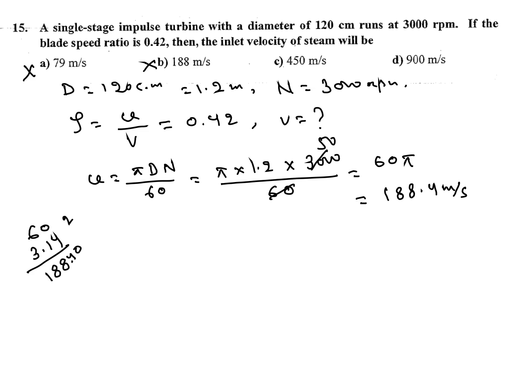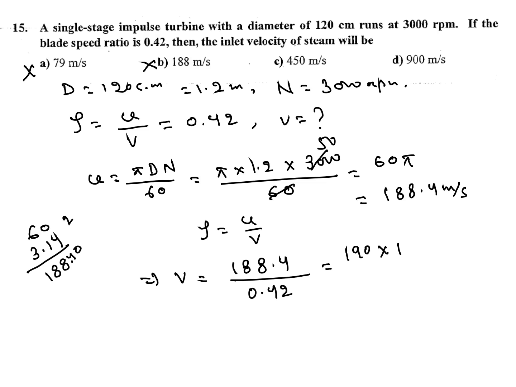Rho equal to U by V, we have to calculate V. V equal to 188.4 divided by rho, which is 0.42. It's nearly 190 into 100 by 40. So 19 by 4 will come around 4.7 into 100, 470 meter per second. So approximately 450 meter per second. C is our answer.